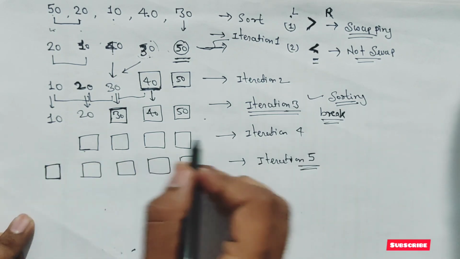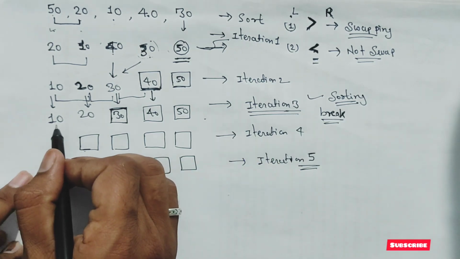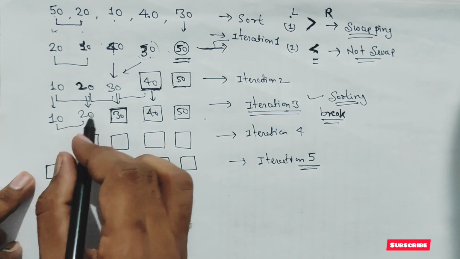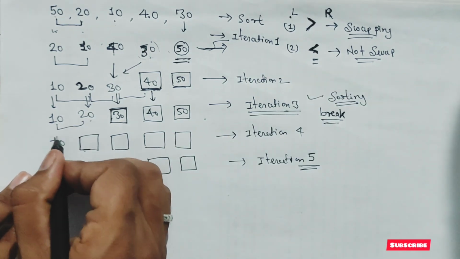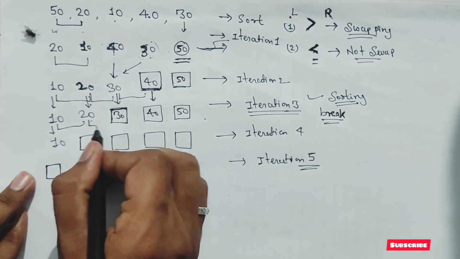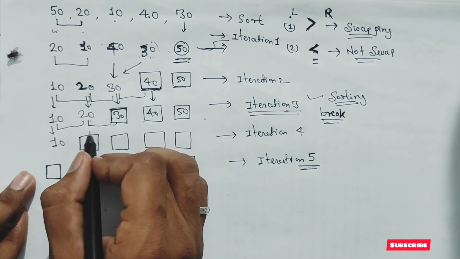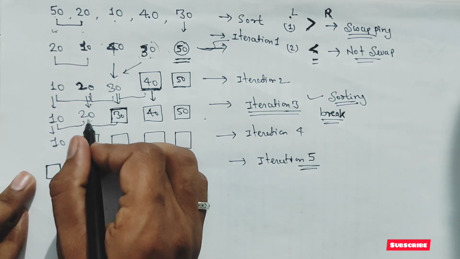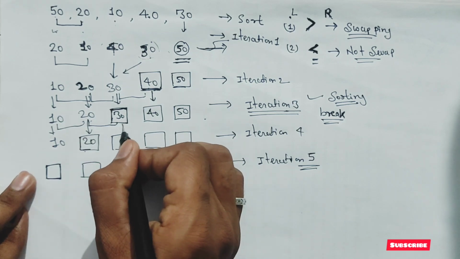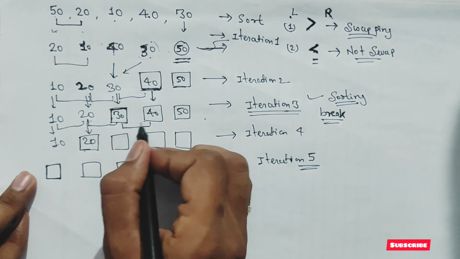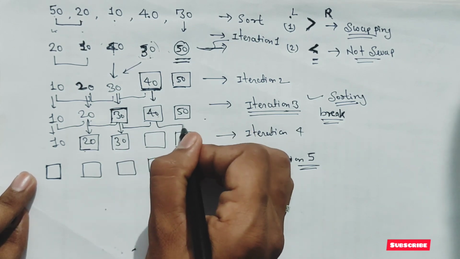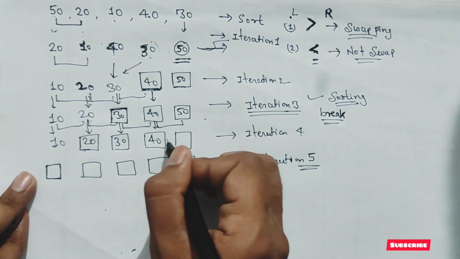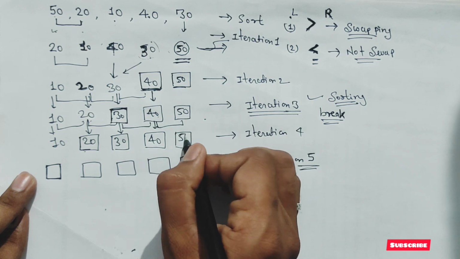Okay, so in the fourth iteration, what will happen? Same things: 10 and 20 will compare. As we know from the second condition, 10 is less than 20, so 10 will remain here. Now 20 and 30 will compare, and 20 is less than 30, so 20 will come here. Then 30 and 40 will compare, 30 is less than 40, so 30 will come here. Now 40 and 50 will compare, 40 remains the same, and the last, 50, comes here.